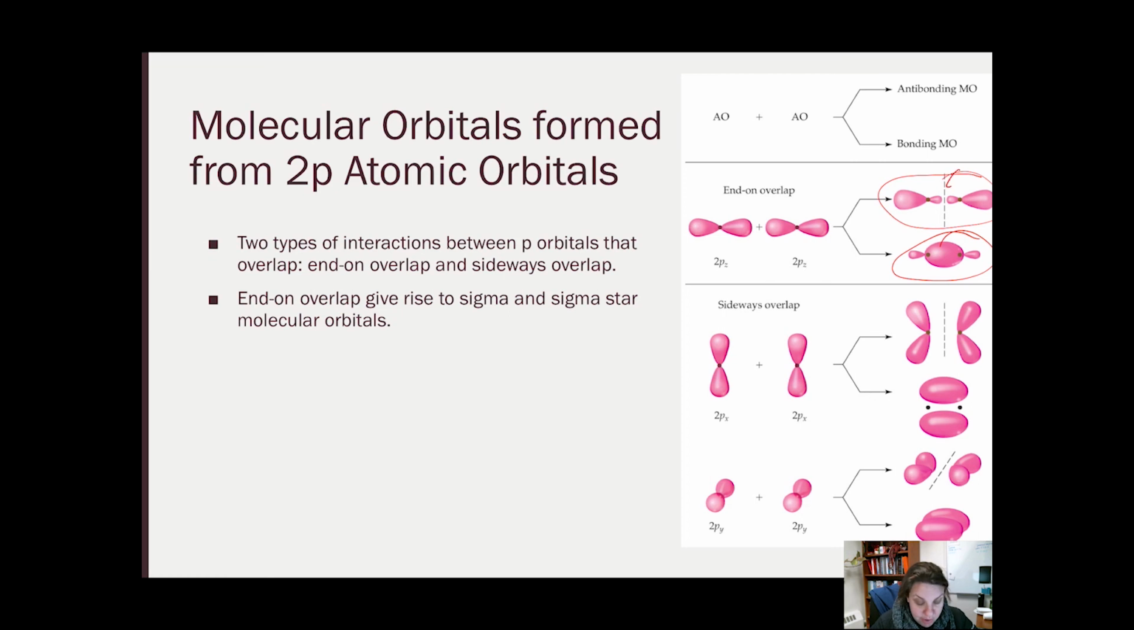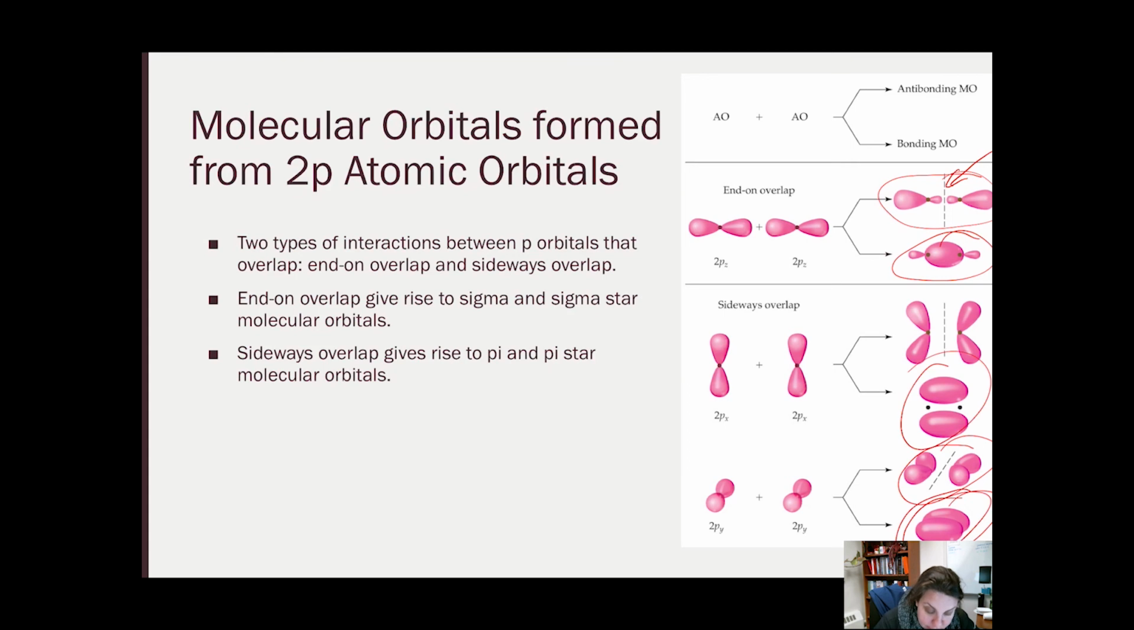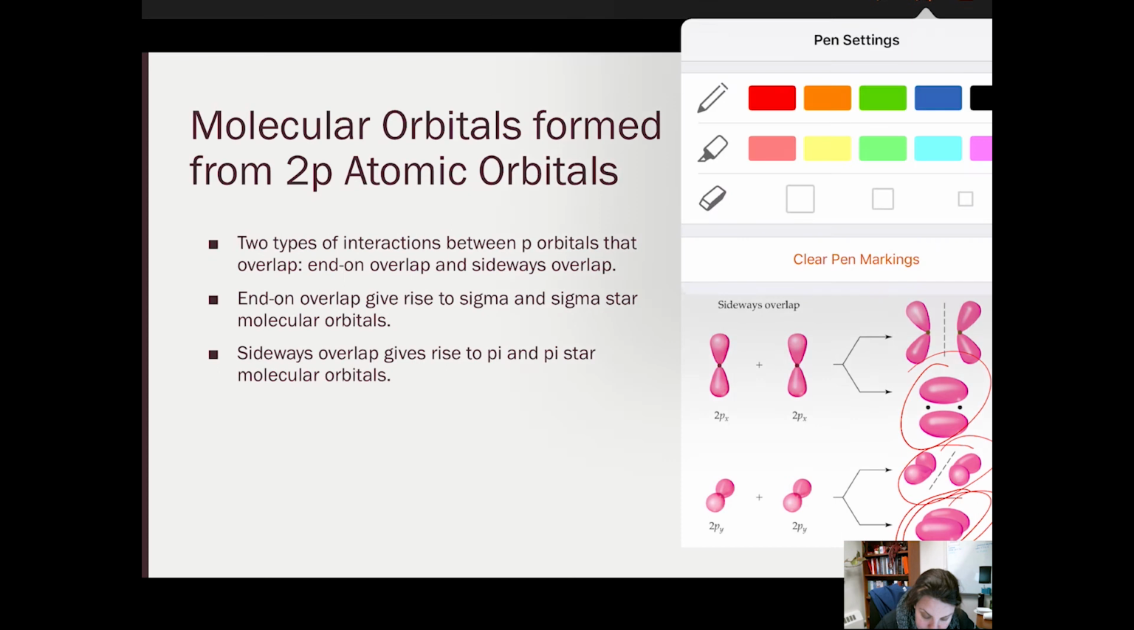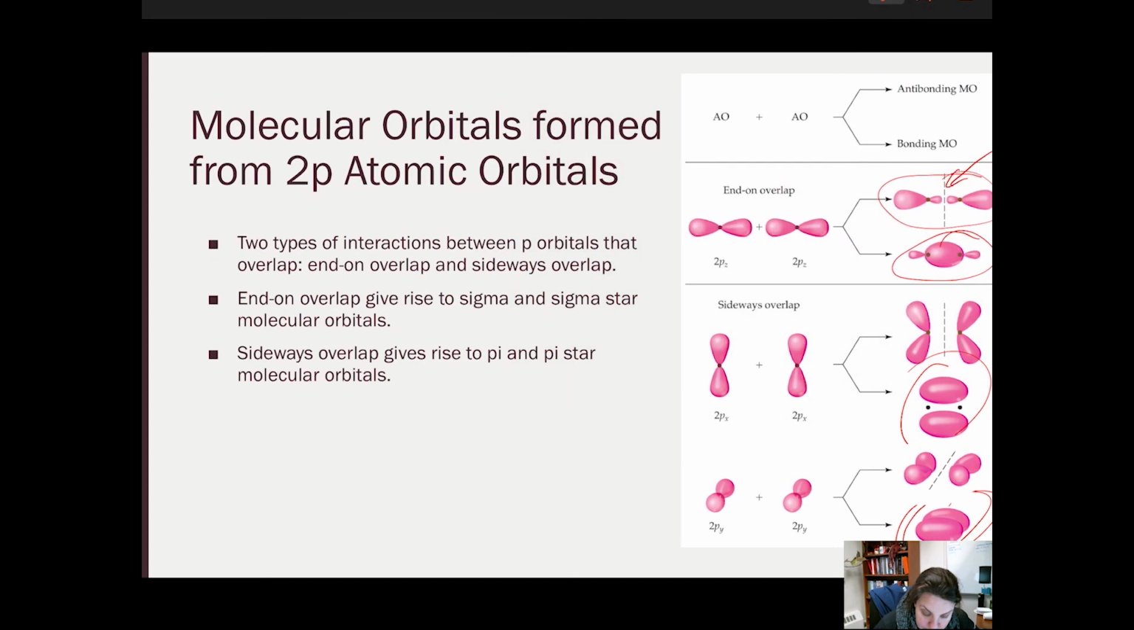We can also have side-on overlap, so this gives us pi and pi star. Here's our side-on overlap, where we have electron density between our nuclei, and then we have a node forming for our pi star.